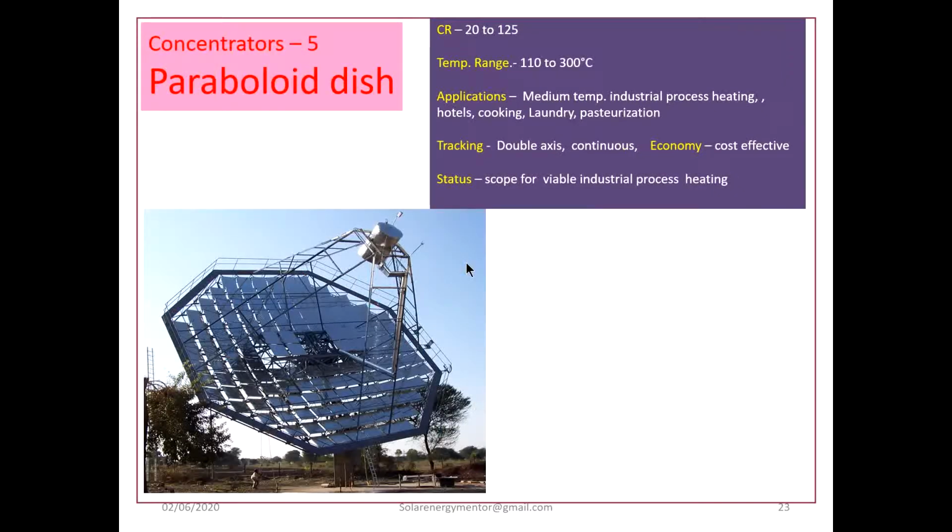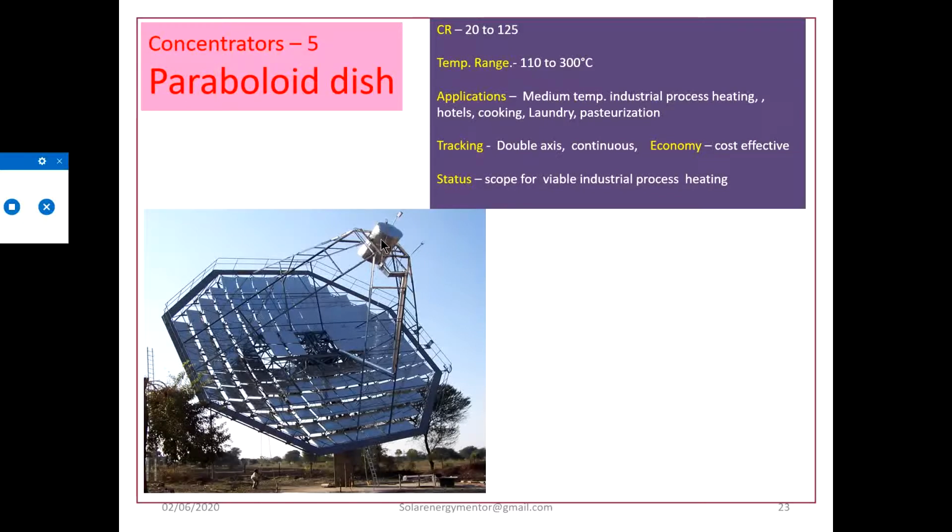This is a paraboloid dish, which is an assembly of mirrors. The parabola is created here by assembling a number of mirrors. They mount a number of mirrors on a dish. But the mirrors individually don't track; the dish tracks the sun. It is a moving focus, so the focus also moves along with the sun.